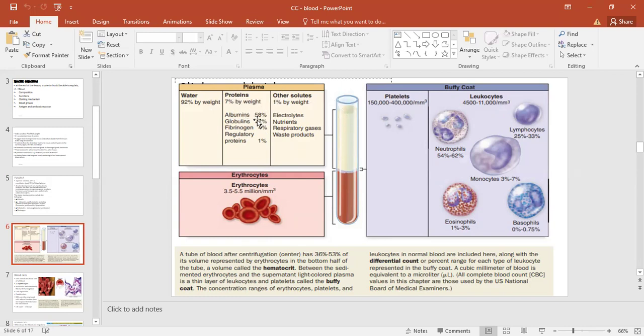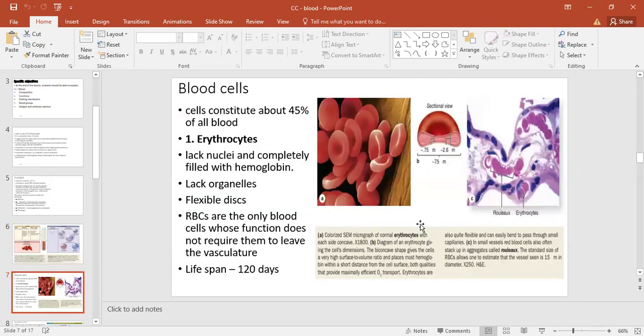These tables are showing us the constituents of plasma. We have albumins, globulins, fibrinogen, and other proteins. And then we have these white blood cells that are going to be found here, as well as the platelets. This is known as the buffy coat. This is known as the hematocrit. This is known as the plasma. So that is what we're talking about.